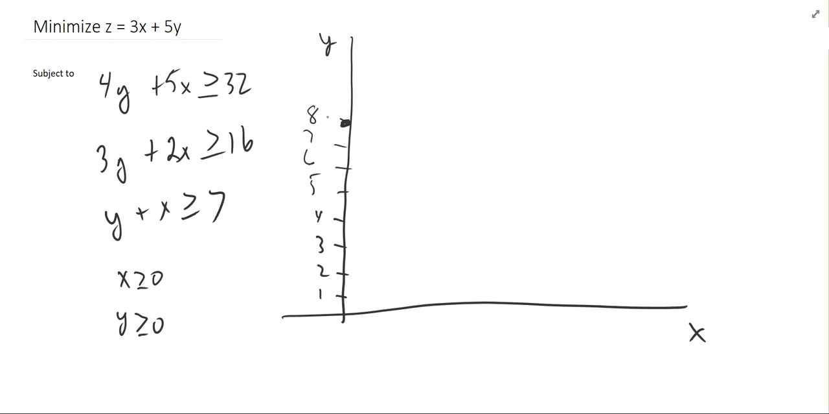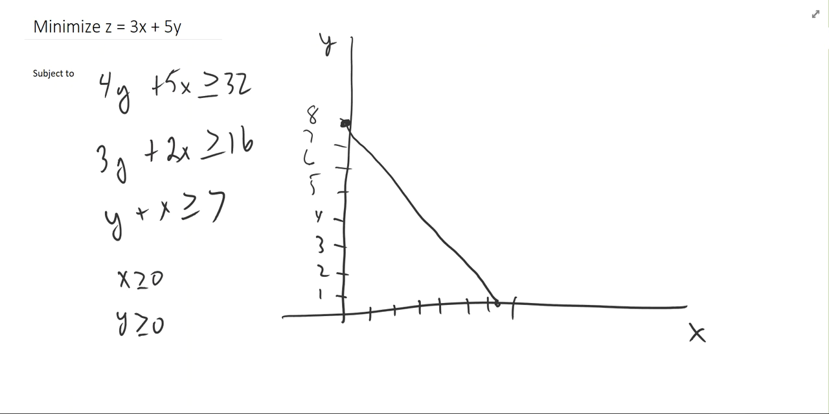If y is equal to 0, I'll get 5x is equal to 32. Dividing both sides by 5 will give us 6.4 for x. So 6.4 would be somewhere in this area. There we are. And then I want to connect those two points with a nice line there.